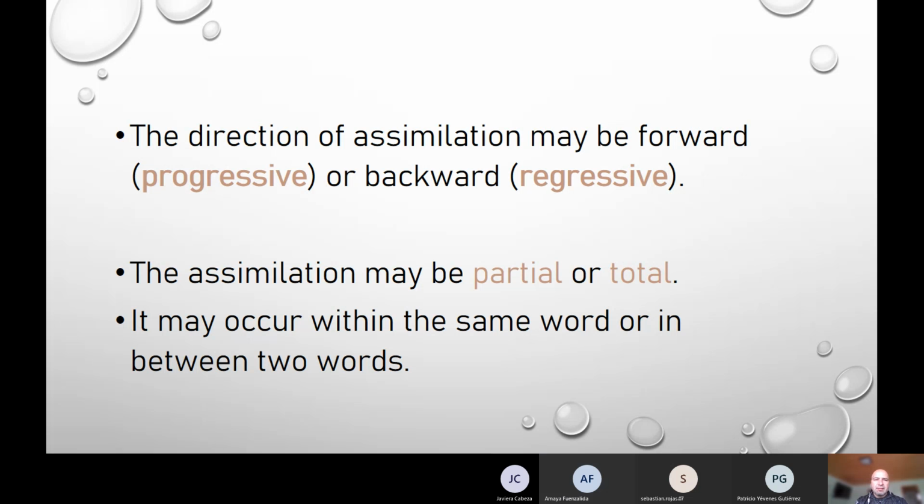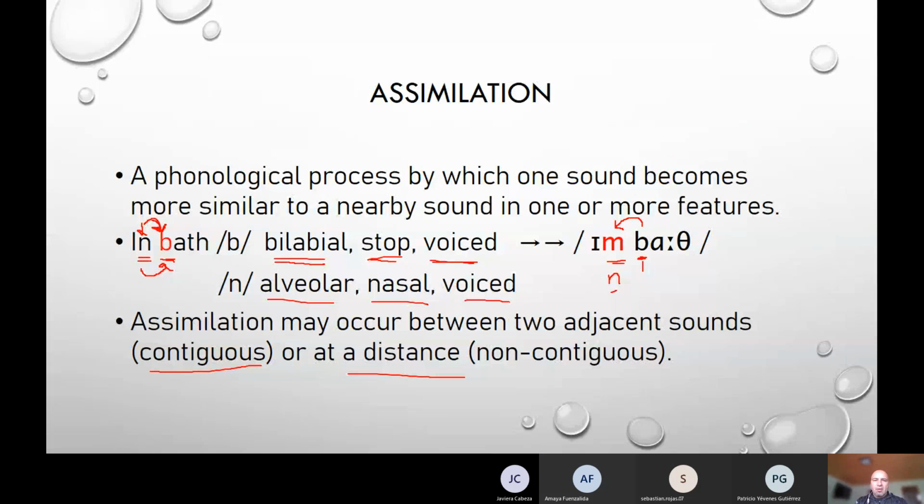So, what do we know about assimilation so far? We know that assimilation is a phonological process. We know that one, two, or more characteristics of one sound are passed, shared, assimilated by another sound. And we know that this process can happen between two sounds that are next to each other or two sounds that are not next to each other, at a certain distance.